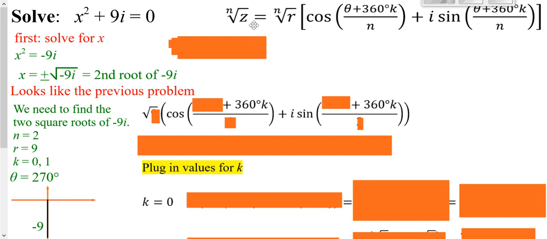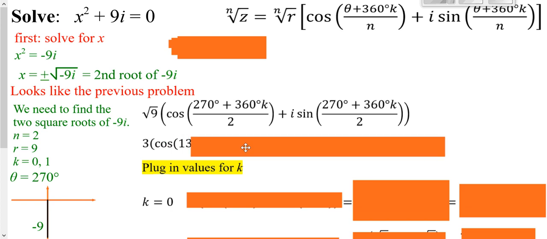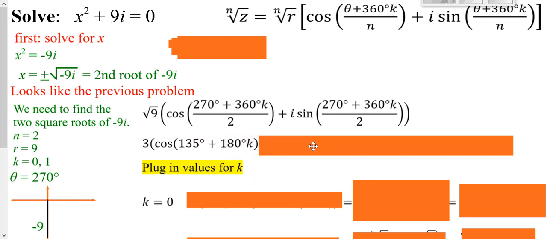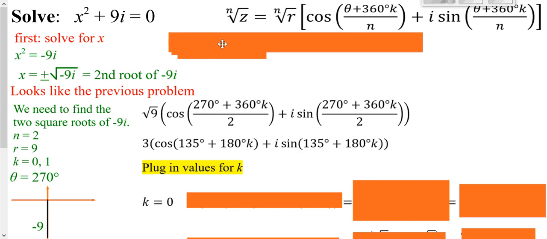So then we plug stuff into our formula. The second root, which is square root of n, which is 9. So we know that's going to be a 3 in front. Plug in our angle of 270 degrees. Divide it by n, which we know is 2. So now we could divide each one of these by 2, and we get 135 degrees plus 180 degrees k. And then whatever's after your cosine has to match whatever's after your sine.